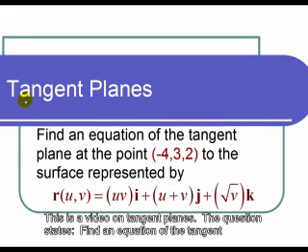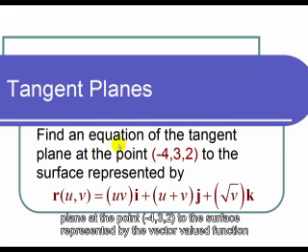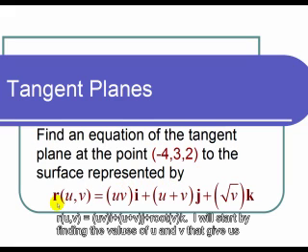This is a video on tangent planes. The question states, find an equation of the tangent plane at the point (-4, 3, 2) to the surface represented by the vector-valued function r(u,v) = uv i + (u + v) j + √v k.